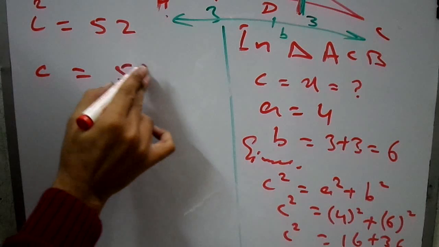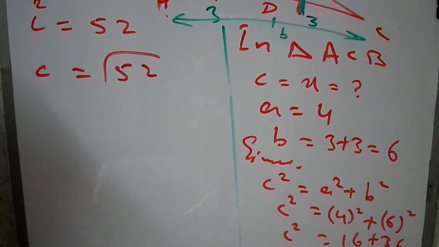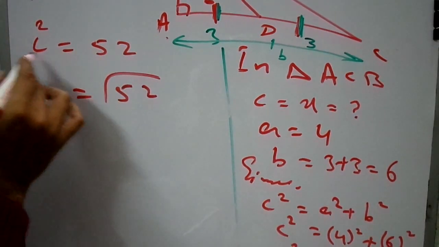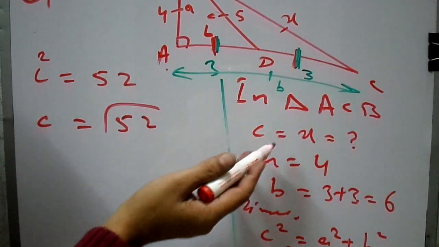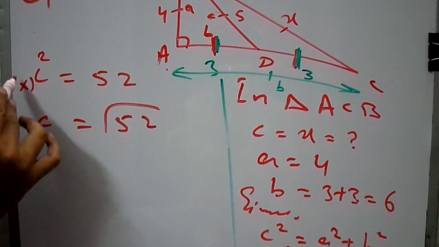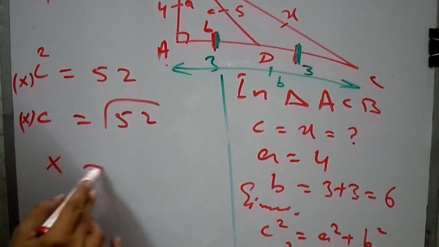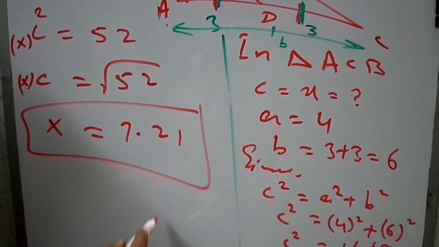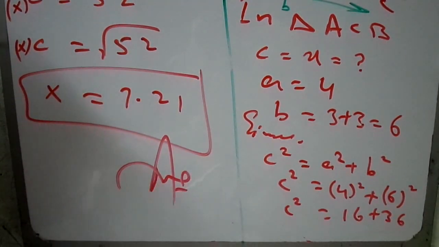So the value of that is coming under root. The value of the root of 52 can be calculated. Actually, what is C? C is your x, because you are going to calculate x, so you have to write x here. So the value of x is 7.21. So that is your required result.